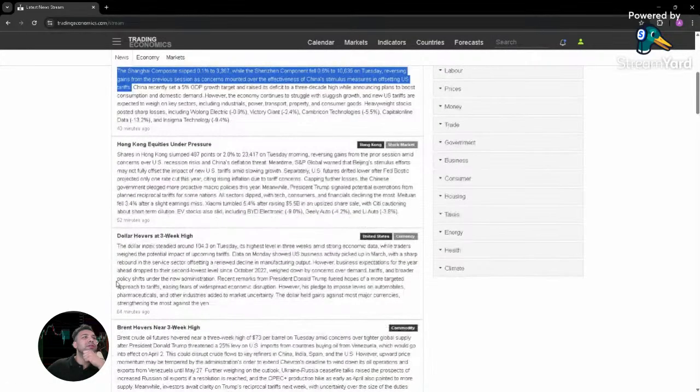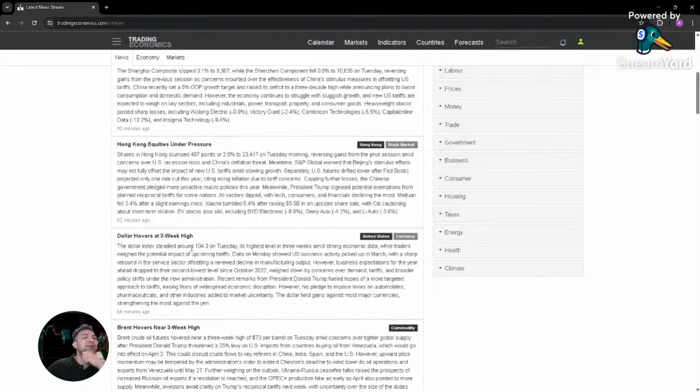And we can see on the dollar data that the dollar index steadies around 104 on Tuesday. It's the highest level in 3 weeks. So it is hovering around 104.3, the highest level in 3 weeks, on strong economic data while traders awaited the potential impact of upcoming tariffs. The upcoming tariffs, as we have discussed, are on April 2nd.